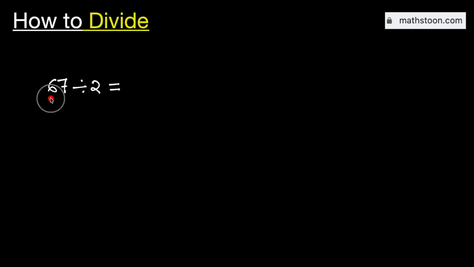Let's learn how to divide the number 67 by 2 using the long division method. We know that 2 times 3 is equal to 6. If we subtract, we get 0. Now 0 is less than 2. That is why we will bring down this number 7 here.